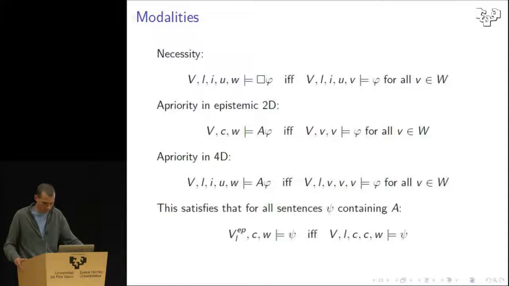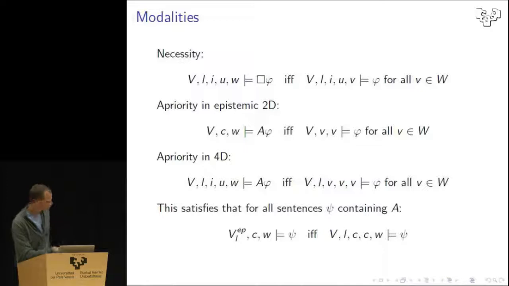And well, maybe you just see why this is the right way to do it. The idea behind this definition is that whenever you have a four-dimensional model and you fix an actual world, you can find at this actual world a two-dimensional model. And now it should be the case that if in the two-dimensional model a sentence which contains the analyticity operator is true according to the epistemicist's definition of a priority, then that sentence should also be true relative to these indexes at the four-dimensional model.